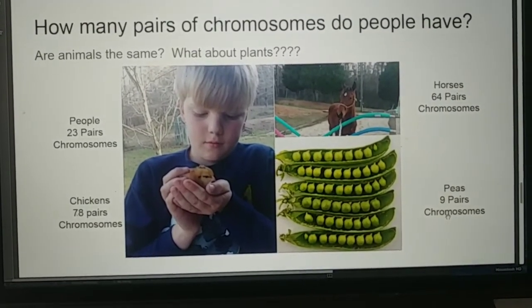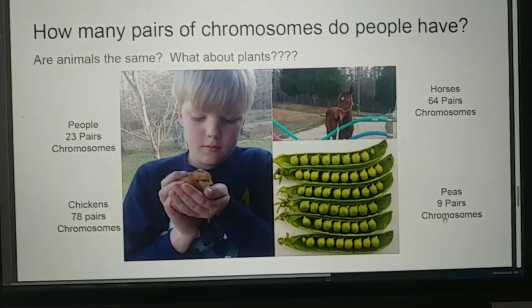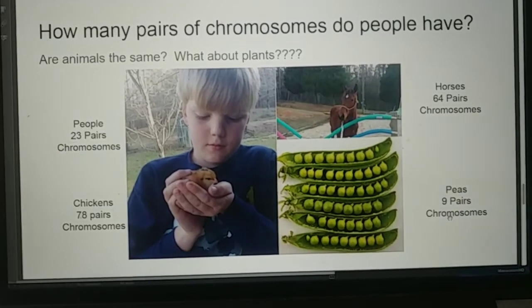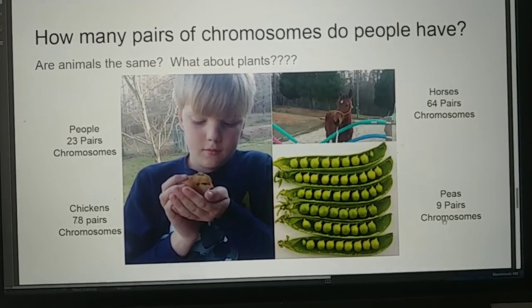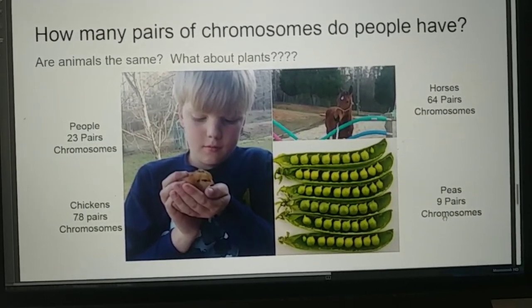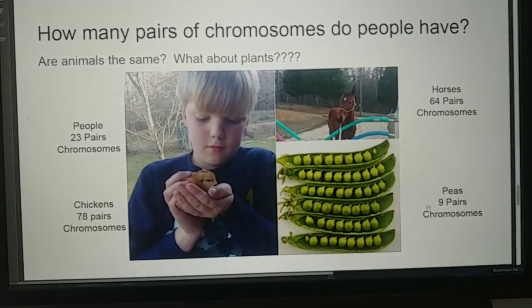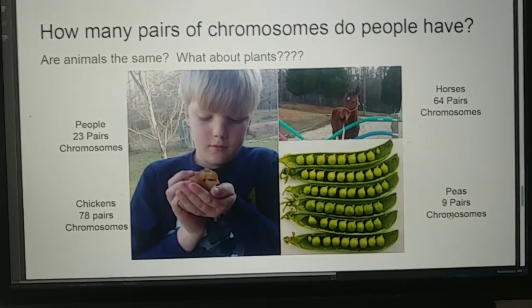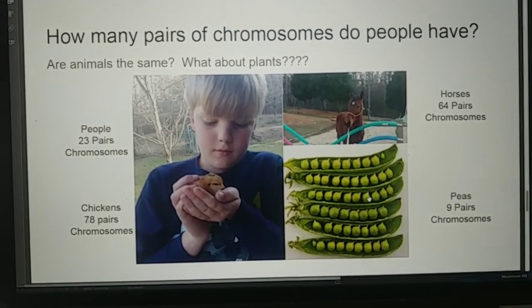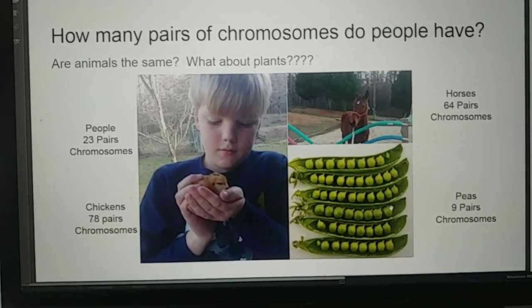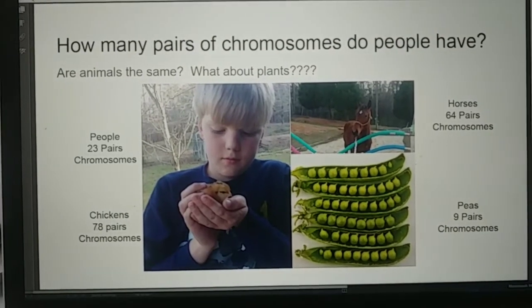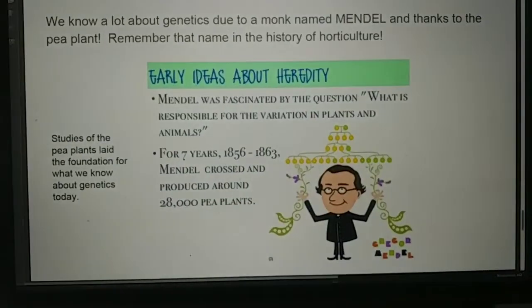All plants do not have the same number of chromosomes. You can see here that mammals don't all have the same number of chromosomes. Plants don't have the same number of chromosomes either. So different plants, different species have different numbers of chromosomes. But peas have 9 pairs. Very, very few pairs. So there are very few different characteristics that peas can have. But the good thing about it is it makes them very easy to study.